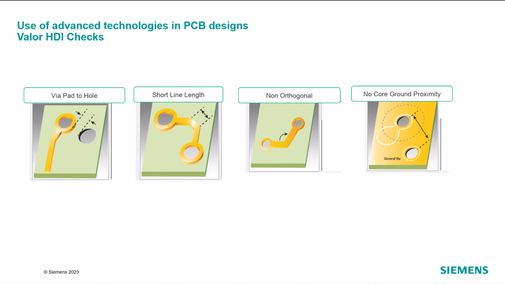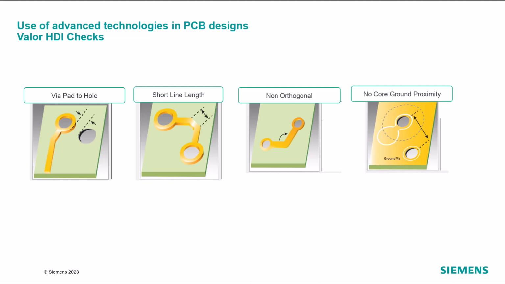No core ground proximity. For HDI product models, the core layers are checked for a signal return path to minimize the circuit inductance by measuring the distance of the return path. This check reports signal vias lacking a corresponding ground via within the distance specified.